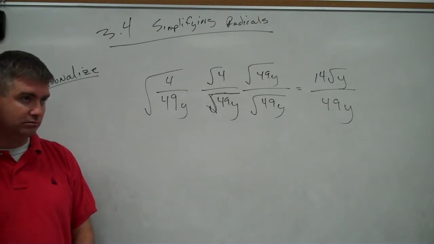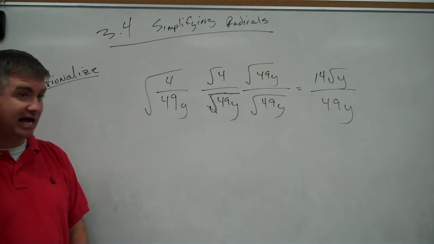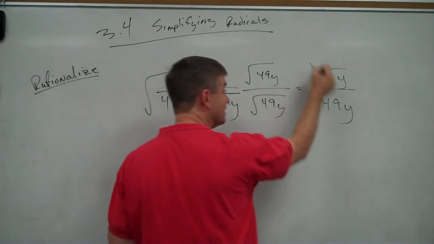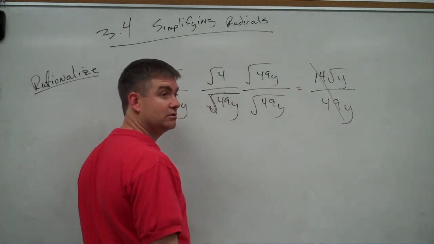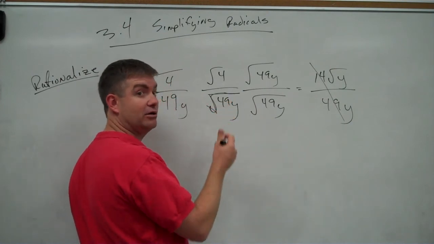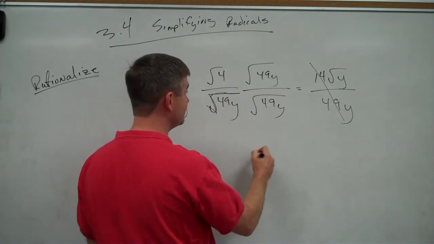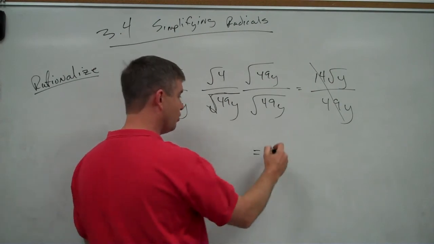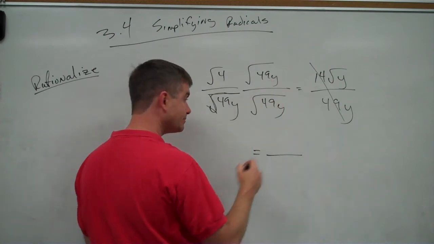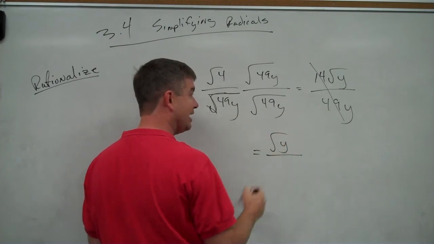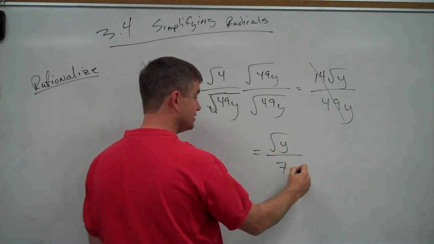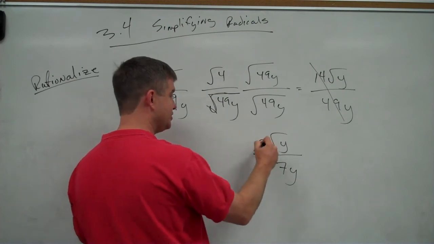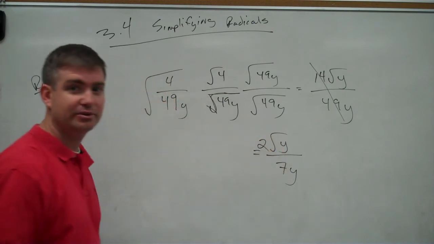Are we done? Can I take something out of 14 and 49? Yes. They better take a 7 out of those two. They're both outside the radical. I better simplify it. I hope this is on the video. It is? Okay, good. So what's my answer here? 2 root y over 7y. Is that right? No, you gotta put a 2 right there.